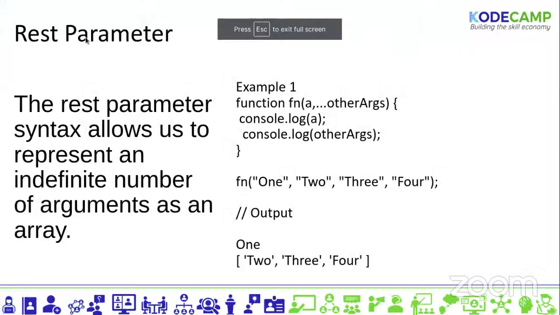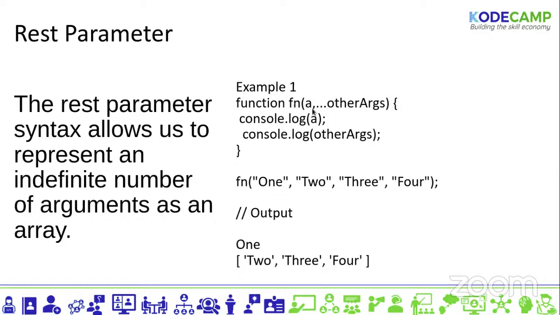So let's continue. I was talking about the rest parameter. I said the rest parameter allows us to represent an infinite number of arguments as an array. So you basically use rest when you actually want the person using your function to be able to pass an infinite number of arguments.